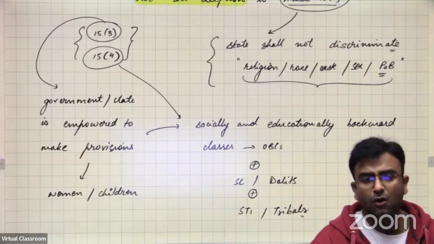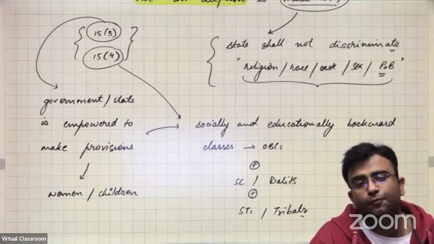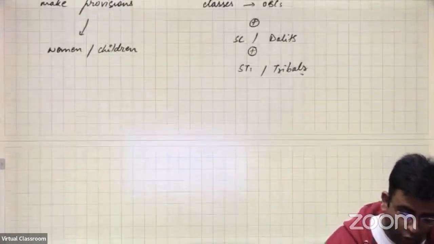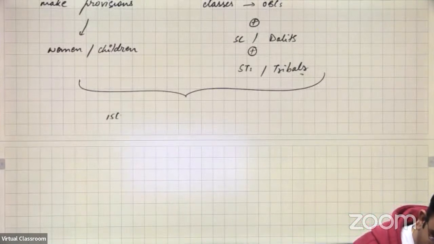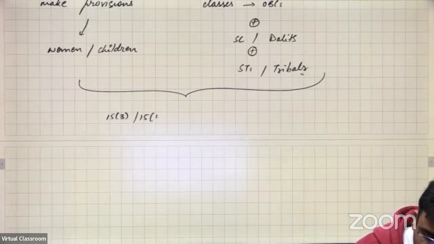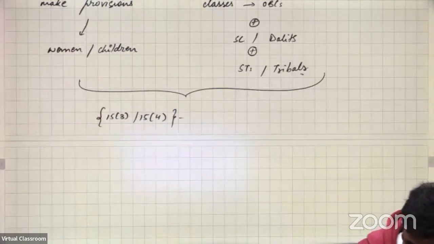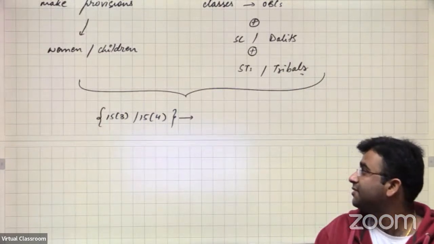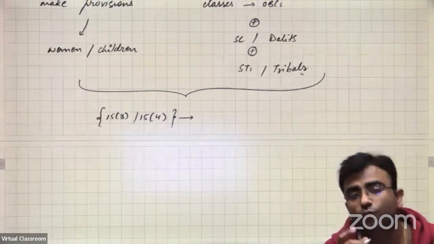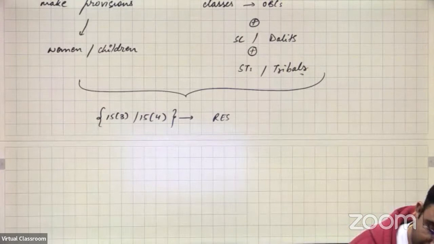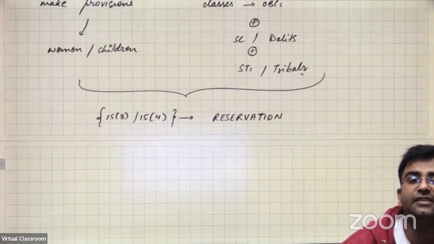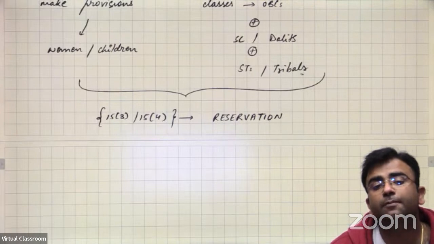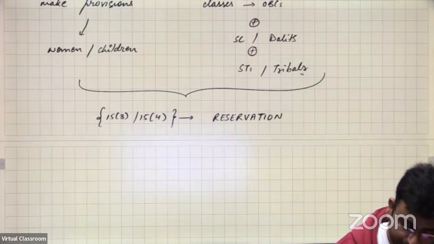Okay. Now, what did the Supreme Court say further? Observing this, the Supreme Court said that the powers of the government under Article 15(3) and 15(4) are not an exception to Article 15(1), because the reservation that the government extends pursuant to Article 15(3) and 15(4) is important for upholding the principle of substantive equality. All right?